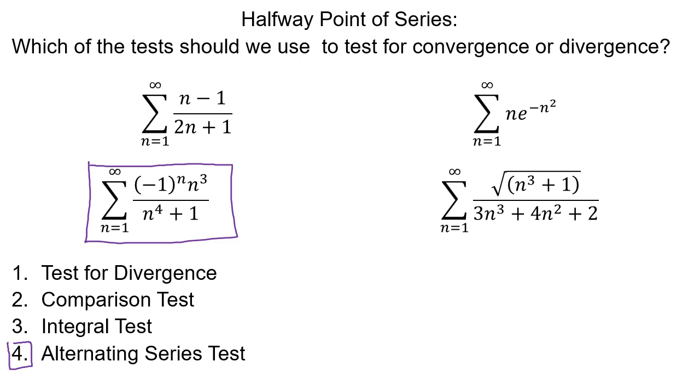The one on the top left, this one, I would probably pick the test for divergence on. Because one thing I notice is the powers on the top and the bottom are the same. So that just looking at that part right there, I would come up with a 1/2 for the limit of that, which is not 0. So it has to diverge by the test for divergence.